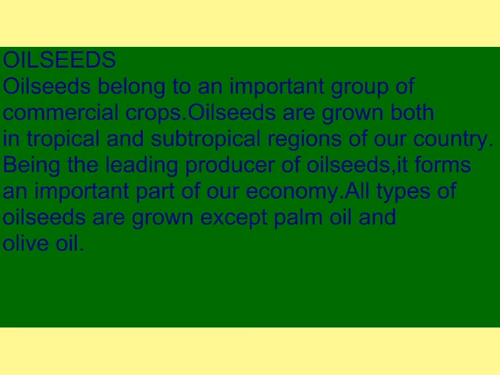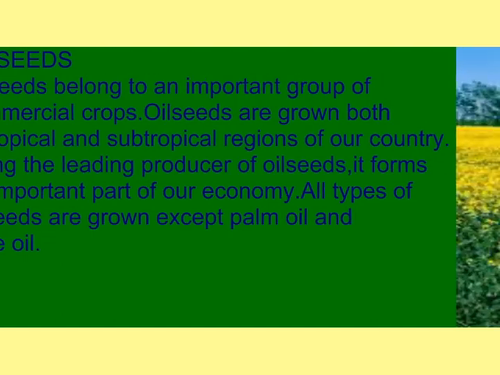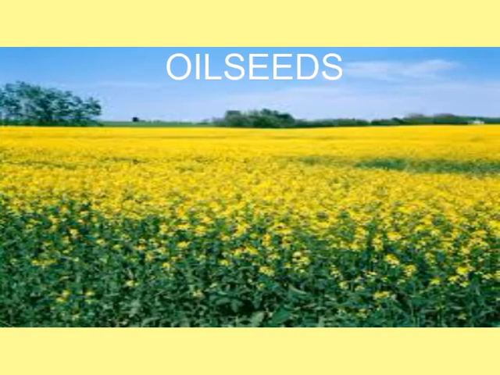Now, oil seeds belong to an important group of commercial crops. Oil seeds are grown both in tropical and subtropical regions of our country. Being the leading producer of oilseed, it forms an important part of our economy. All types of oilseeds are grown except palm oil and olive oil. So that is there for this section. So we have all types of oilseeds grown except palm oil and olive oil.